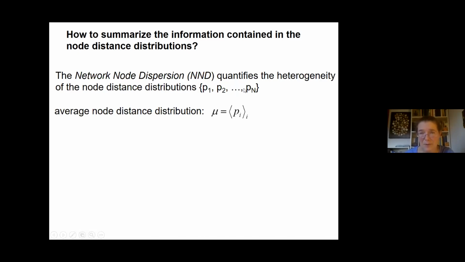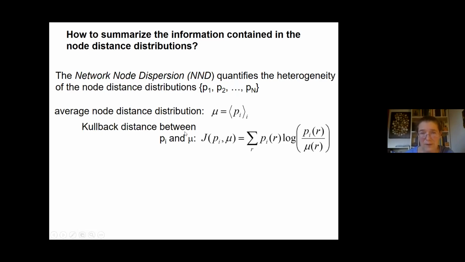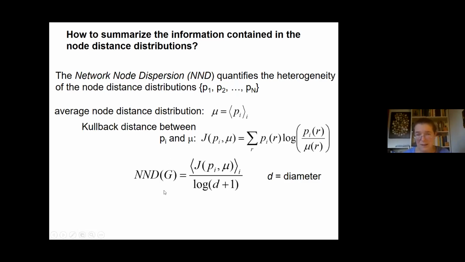Basically, we calculate the average distribution, and we calculate the Hilbert distance between each distribution and the average, and then we average these distances. So this is a magnitude that characterizes, for a given network, how heterogeneous the distribution of links is.